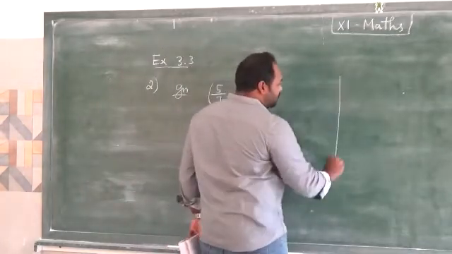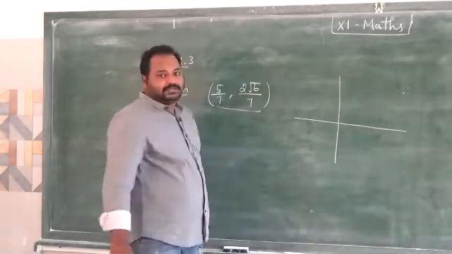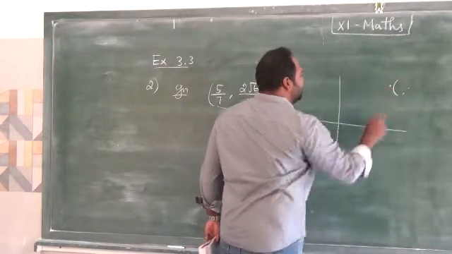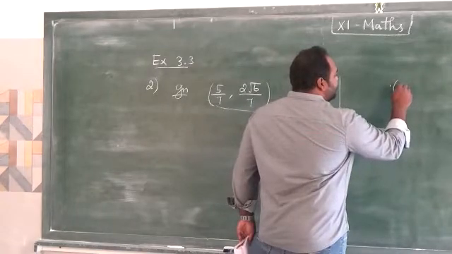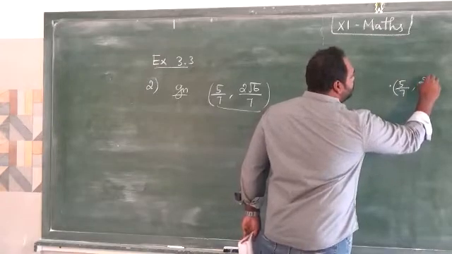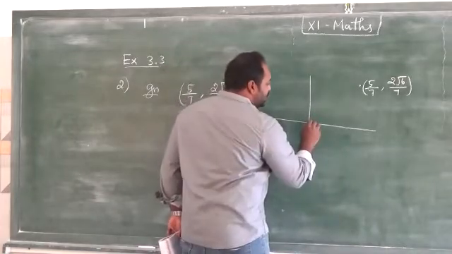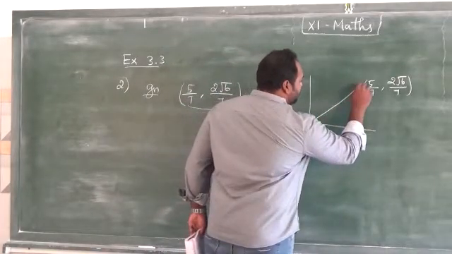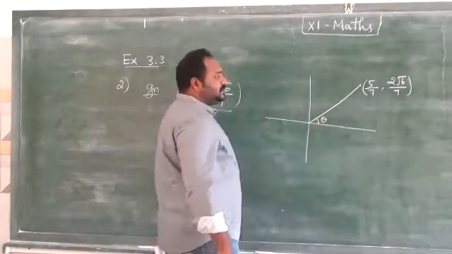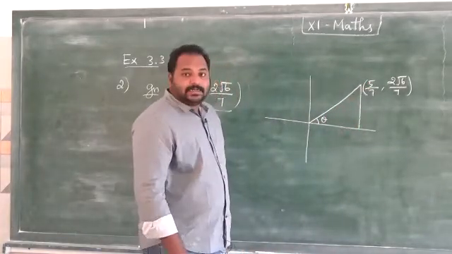How can we find out? First I am going to plot this point on the x axis, y axis. We know both are positive values, so maybe the point will be here. This terminal side means it is the end point. It is 5 by 7 comma 2 root 6 by 7. So here I am going to join this point from the origin. This is the origin, so it will make angle theta. If you join this line, we are getting a right angle triangle.